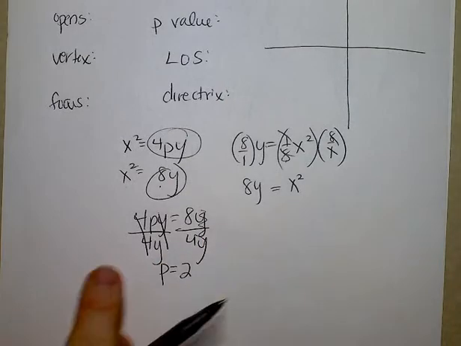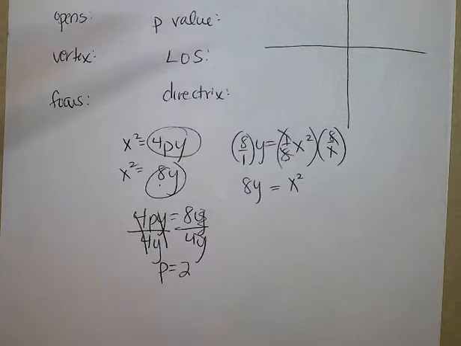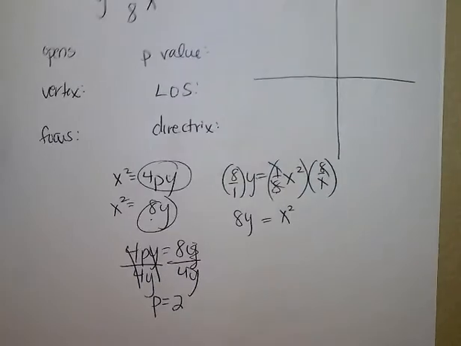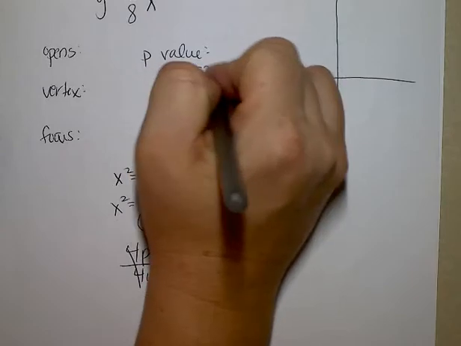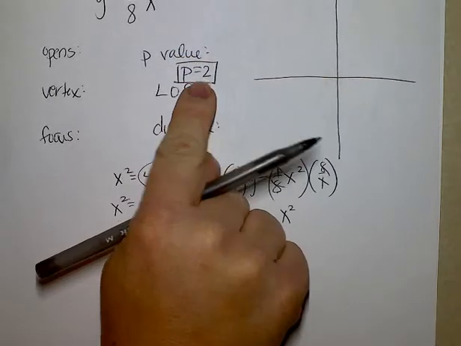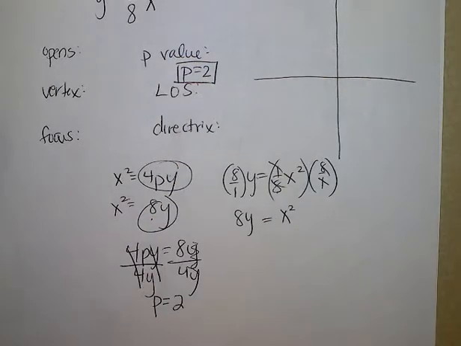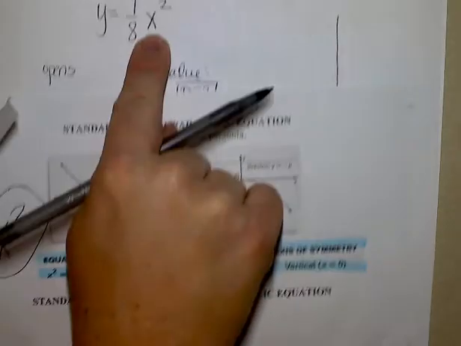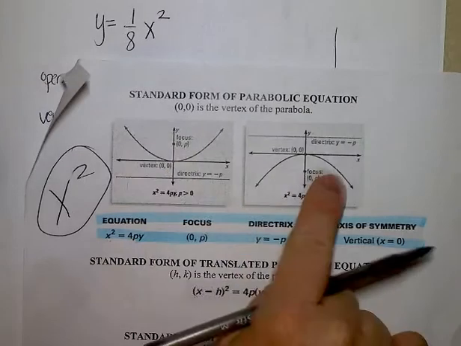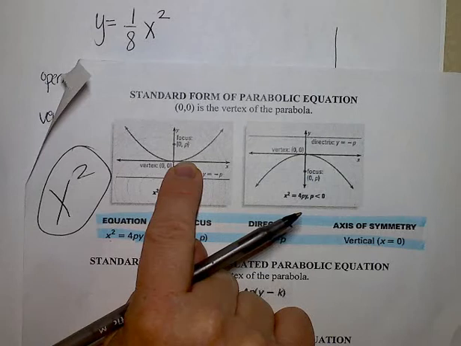This will help answer two of the questions up above for me immediately. So I get to write p equals 2. And because p is a positive number, and I know that x squared problems either open up or down, because p is positive, this parabola opens up.